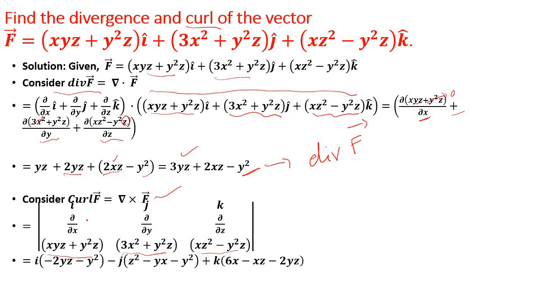Expand this determinant. i into, we know how to expand this. Partial derivative of this with respect to y, so this is 0 minus 2yz. Partial derivative of this with respect to z, the first term is 0 and here y square. Similarly, expand the remaining term, you will get this. So this is called curl of a vector. You need to calculate this because you know the determinant very well. Okay. This is the procedure of finding divergence and the curl of a vector.